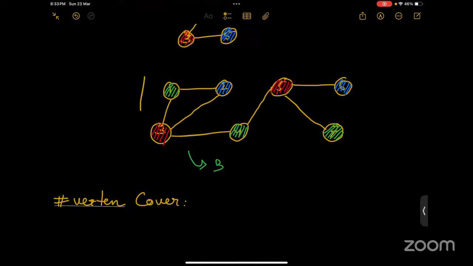Okay, just for demarcation purposes, we need to color. Yes, correct.